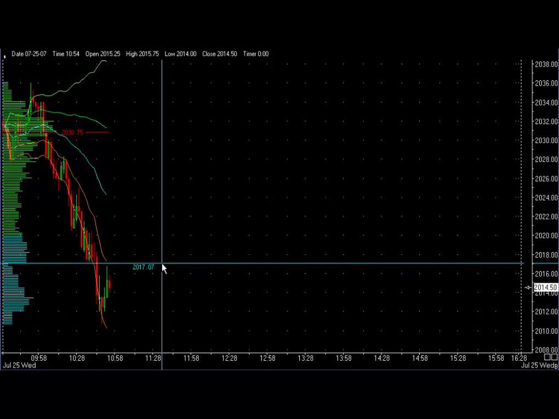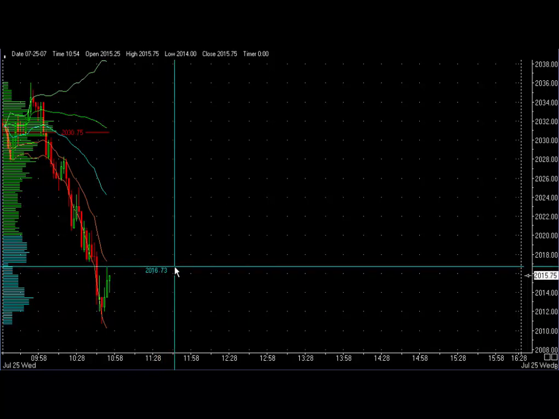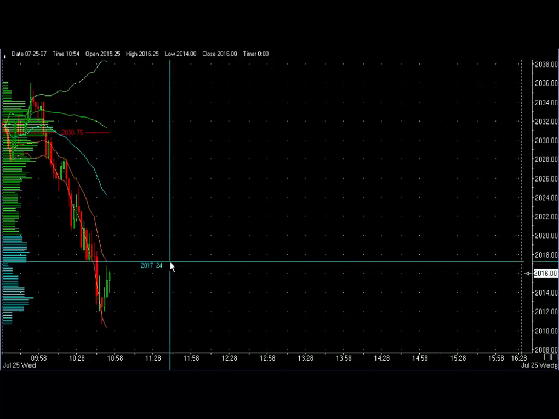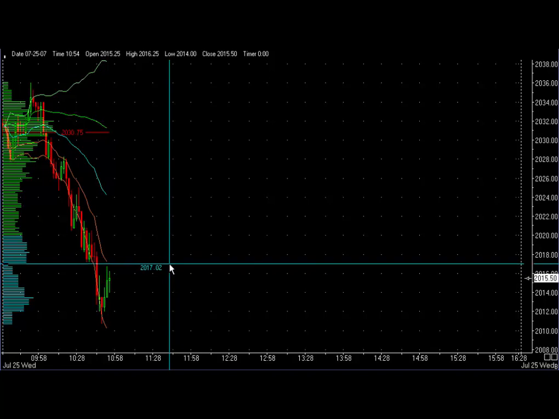The NASDAQ trades $20 per point, so one tick is $5, a tick being a quarter of a point. So let's see if he can get into this trade. 2017, he'll look for an entry there, and he'll then try and take a profit down at the second standard deviation.